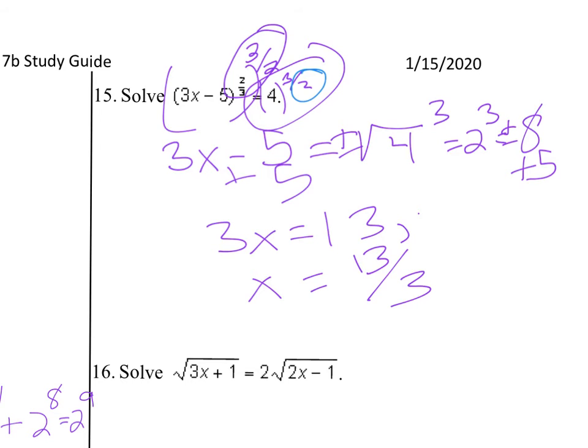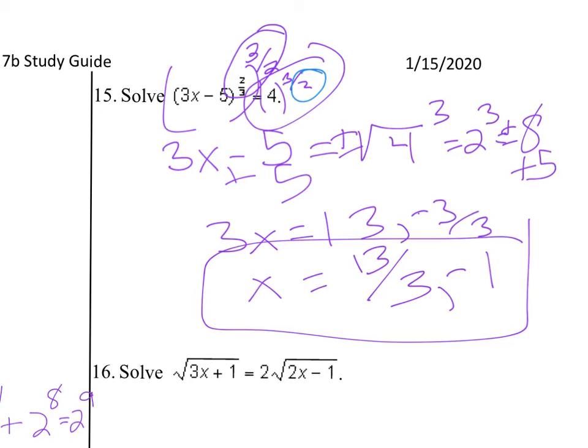Negative 8 plus 5 is minus 3. Well, if I divide that by 3, I'm going to have a negative 1. So I also have negative 1 as an answer. So there's 2 answers. I apologize.